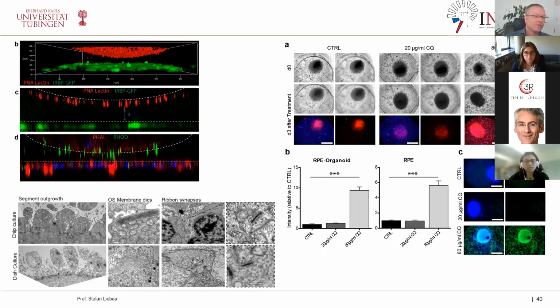Next, of course, we also tried to build a small chip, which we call the outer blood retinal barrier chip. So it's only constructed of the RPE and an endothelial layer, which is of course also really important to understand the barrier function of that OBRB, and we hope that we can improve that chip and maybe combine these chips.